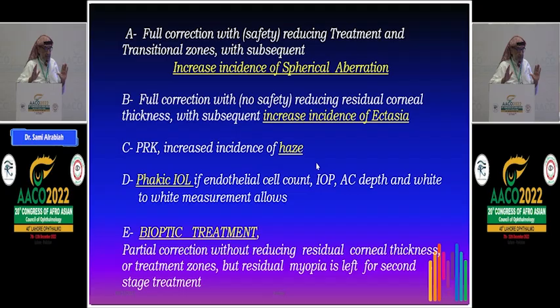You don't jeopardize this, but you give him whatever you can, 5.5 or 6 or 7.5. This is on the first stage. And you tell him, 6 months later, sir, we are going to do the second stage. And the second stage will be on the flap and will be PRK. So you are not at all touching the stroma. You are not at all affecting the safety and morbidity of this eye.